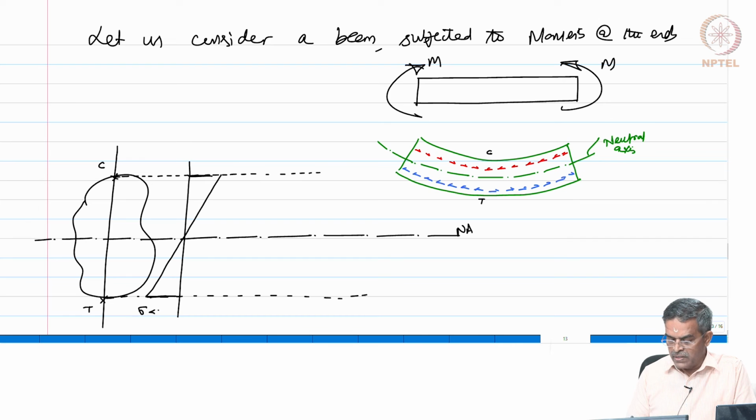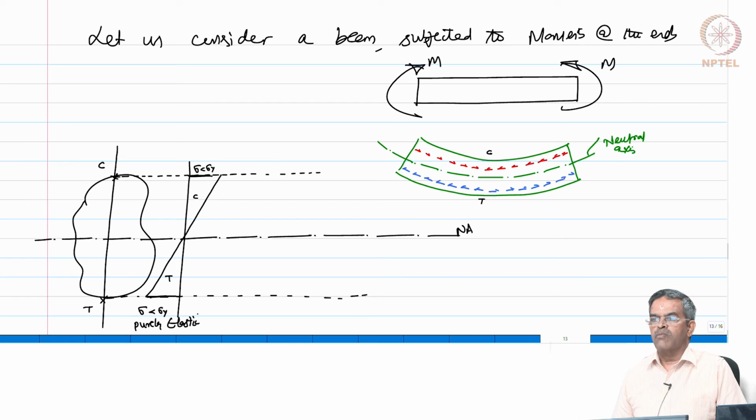Here the stress is less than sigma y, here also the stress is less than sigma y, and this is tensile and this is compressive. So, this is purely elastic case. Okay.